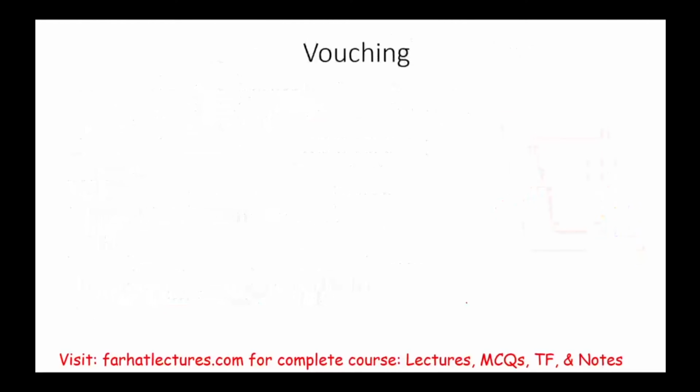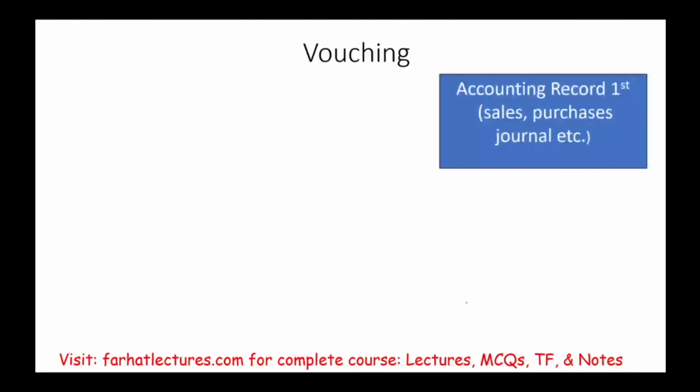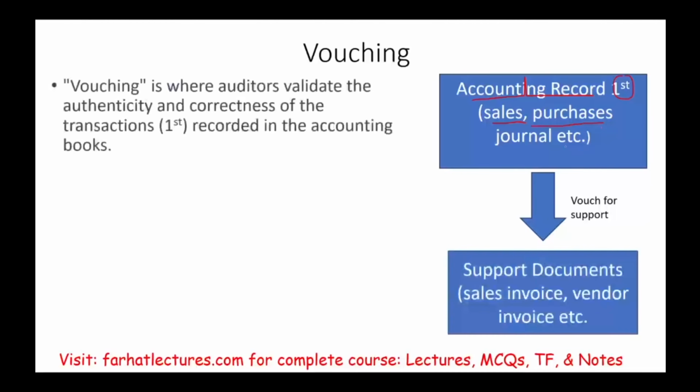Vouching. What is vouching? Vouching is when you take a number from the accounting record. You take some transaction from the accounting record first, like from the sales journal or the purchase journal. Then you look for support for this document. You vouch for support in the source document.